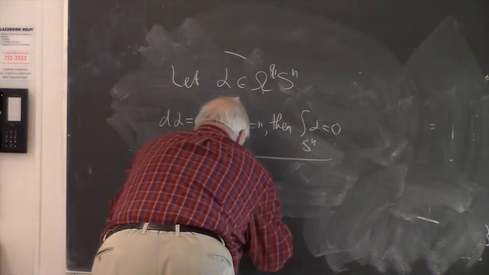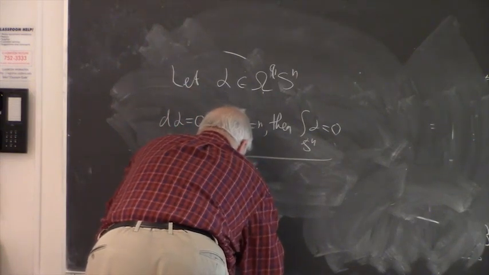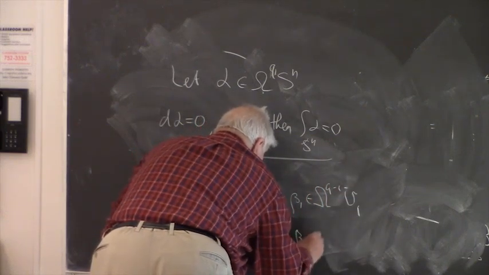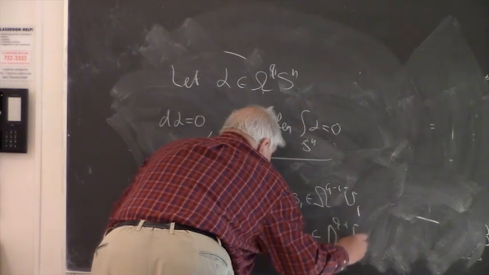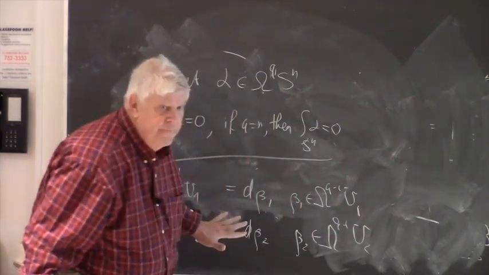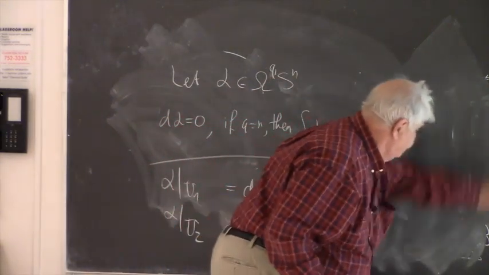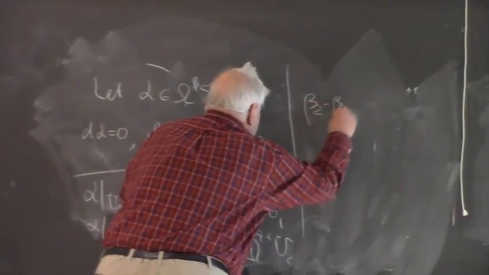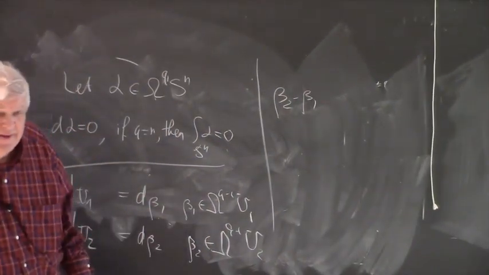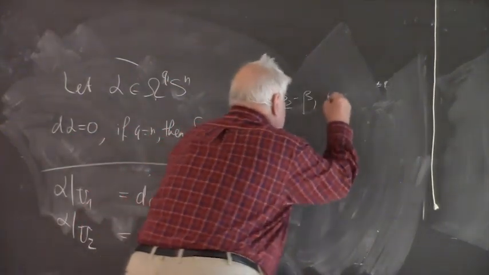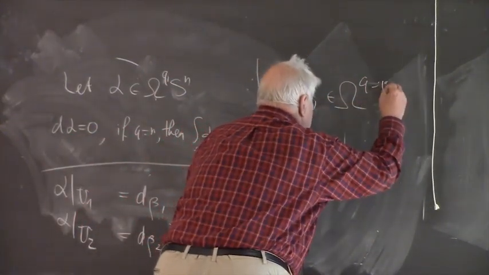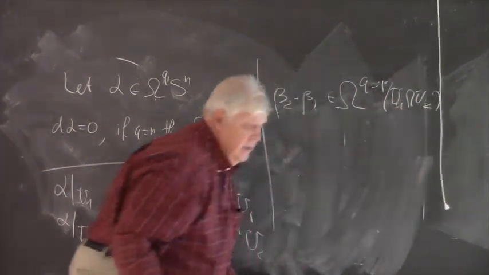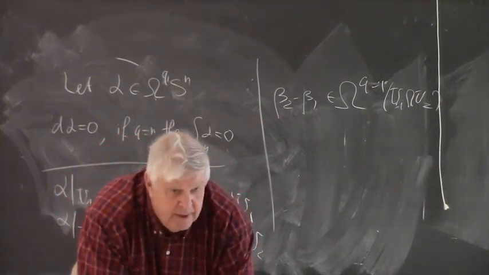that alpha restricted is equal to d beta 1 and d beta 2, where beta 1 and beta 2 are forms in omega q minus 1 of U1 and U2. Now, the difference, beta 2 minus beta 1, is defined where both forms are defined. So this is a form of degree q minus 1 in the intersection of U1 and U2. The intersection is visible there. It was denoted as B before.